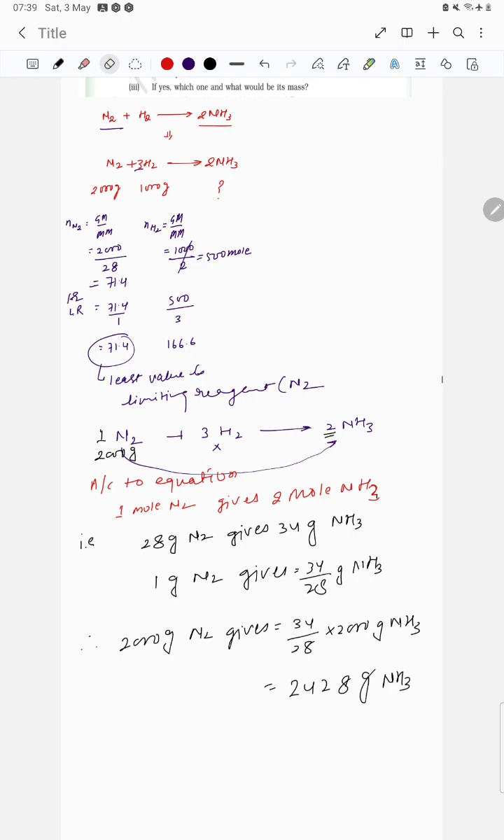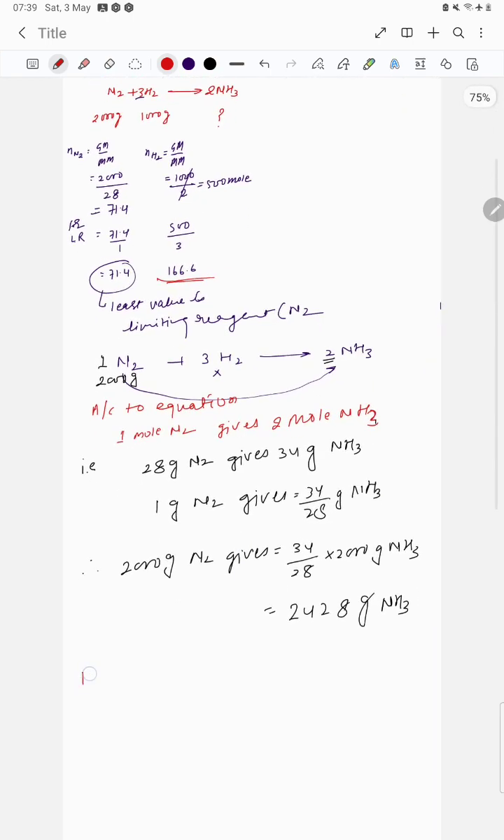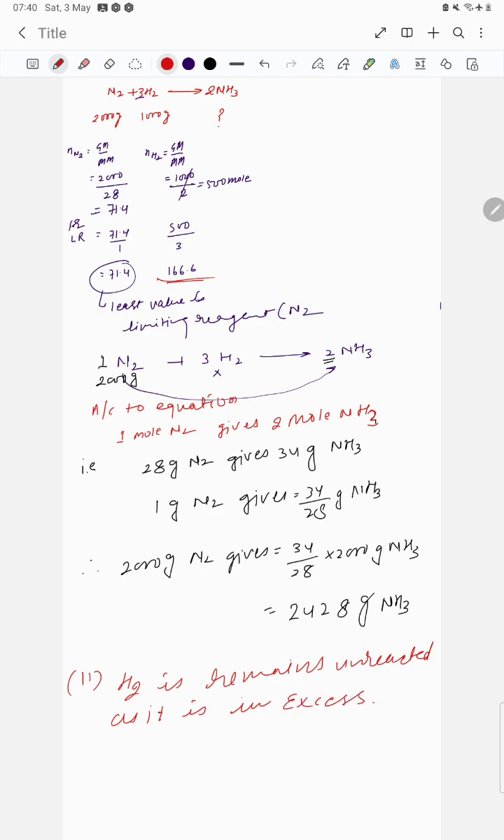Now the second part of the question: will any of the reactant remain unreacted? Obviously, H2 is in higher quantity, so H2 remains unreacted, as it is in excess, or you can say excess reagent.